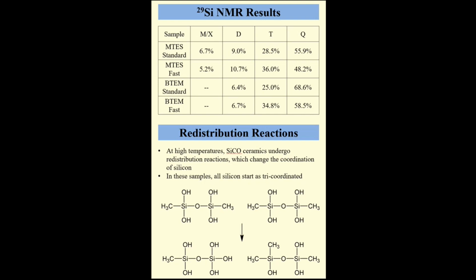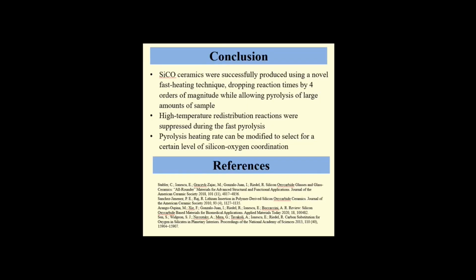So we were able to successfully produce SiCO ceramic material using a new fast pyrolysis technique, which drops pyrolysis time by 4 orders of magnitude while still allowing production of relatively large amounts of sample. We showed that high temperature redistribution reactions were suppressed during the fast pyrolysis. That pyrolysis heating rate can be used as a tool to modify silicon coordination in SiCO ceramics.